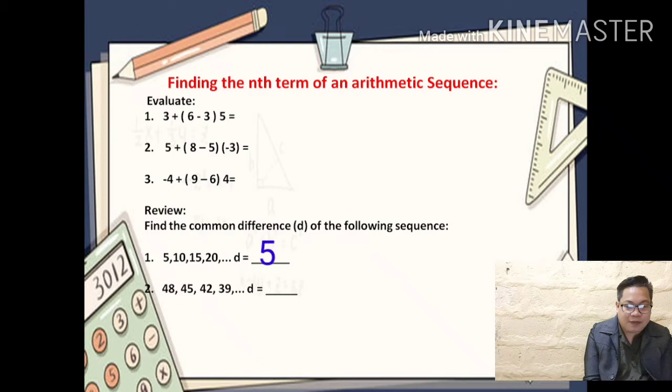Number 2, dun sa number 2 naman, makikita natin na ang sequence ay decreasing. 48, 45, 42, 39, and so on. Pababa. Ibig sabihin, kailangan nating mag-subtract ng mag-subtract. At anong number ang sinubtract natin? Yes, 3 ang sinubtract natin, so we have the common difference, negative 3.